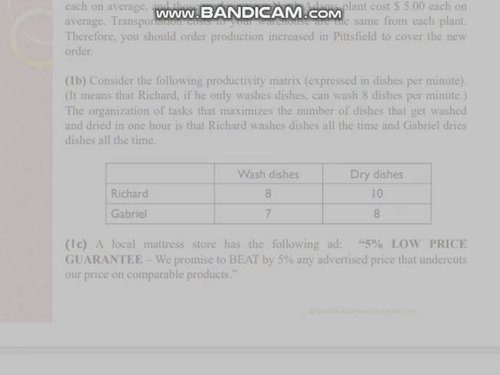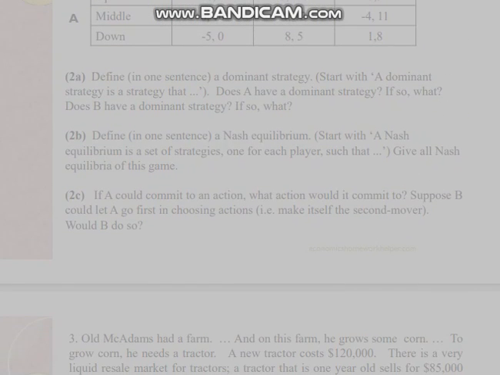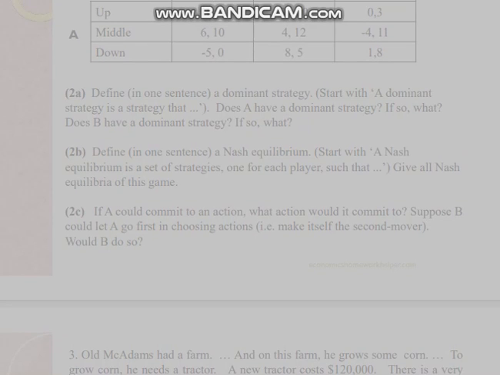2. Consider the following game payoff matrix. Left, middle, right. Up: 10, 1; 3, minus 10; 0, 3. Middle: 6, 10; 4, 12; minus 4, 11. Down: minus 5, 0; 8, 5; 1, 8. B, A.